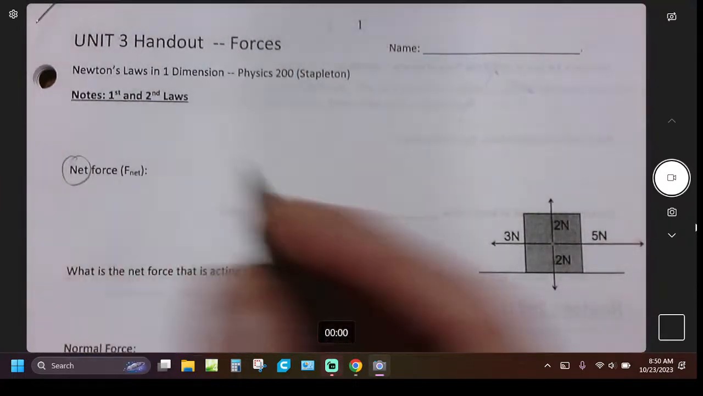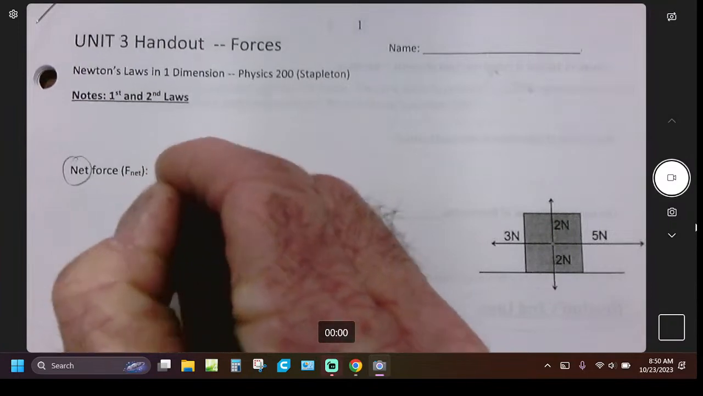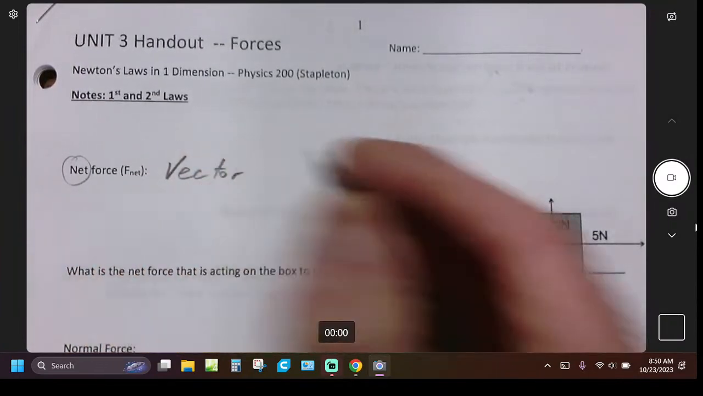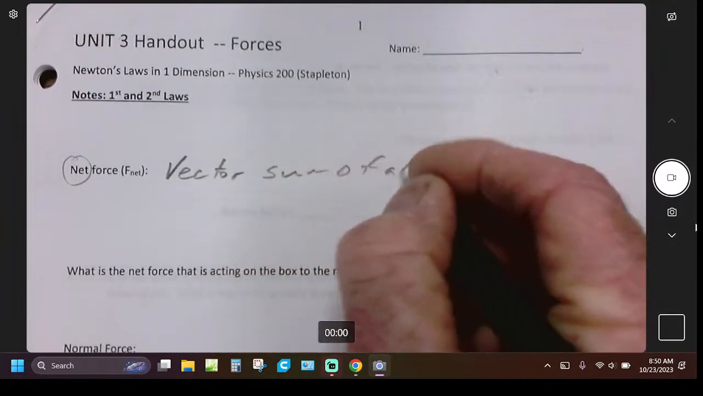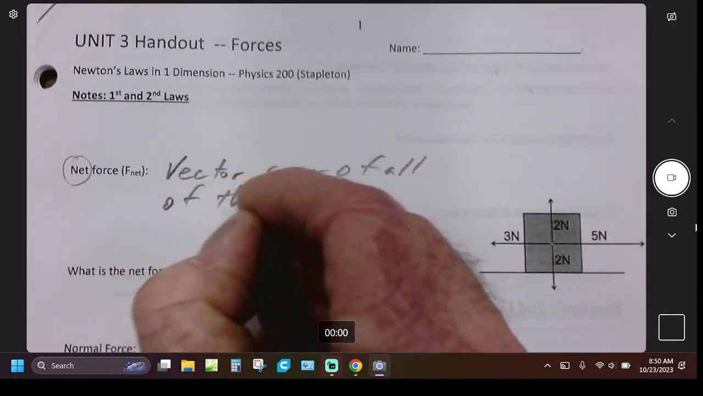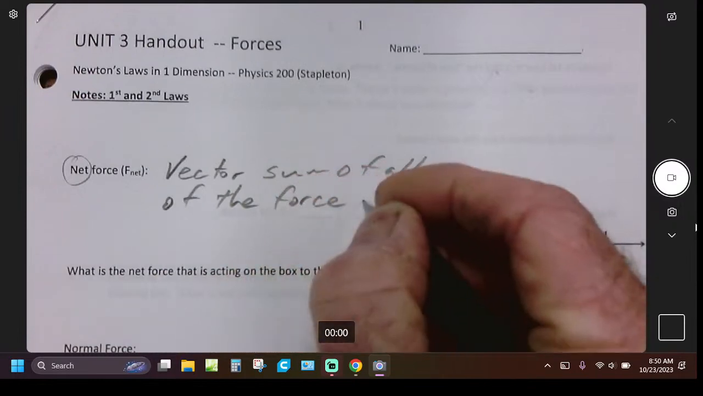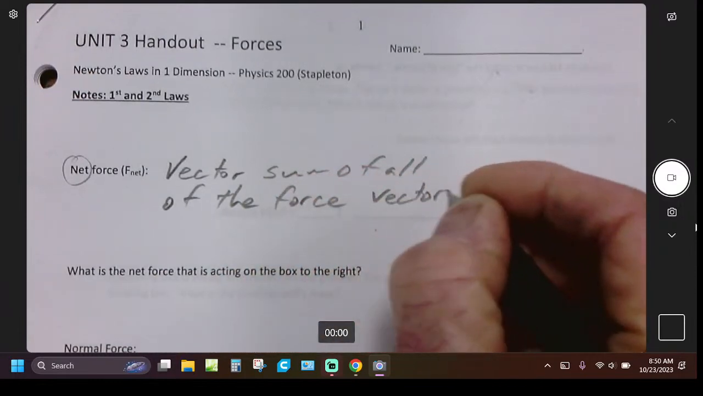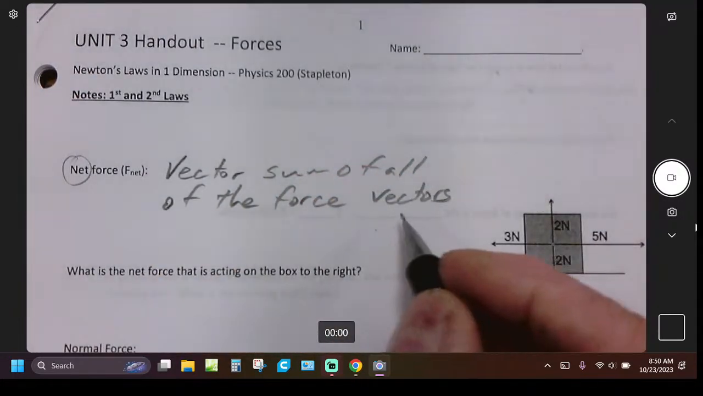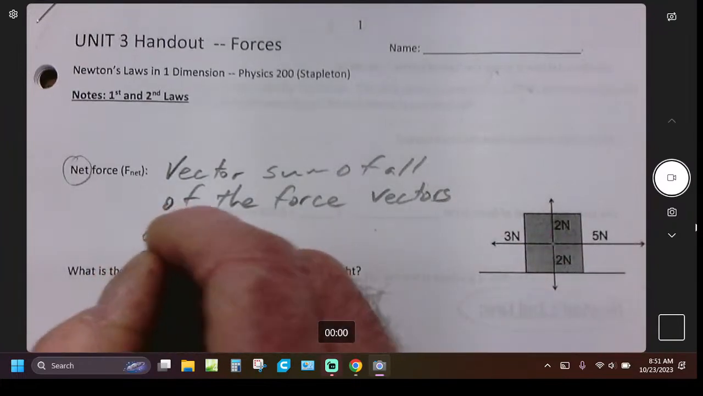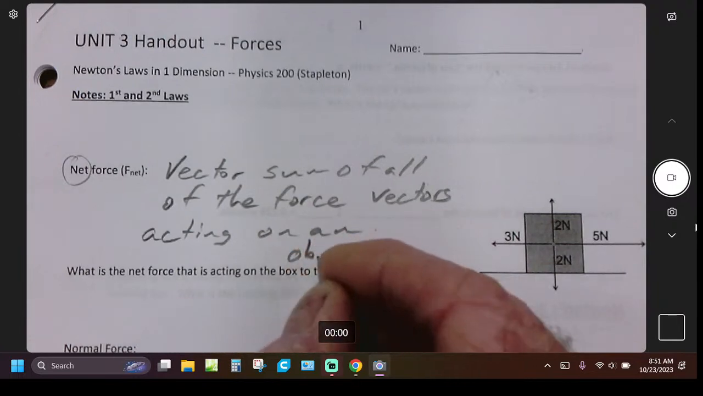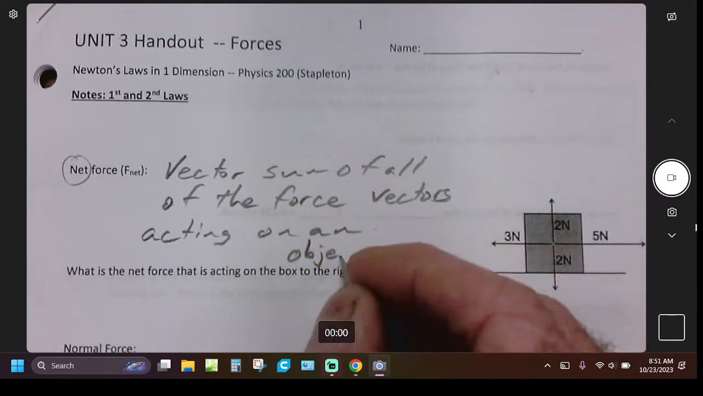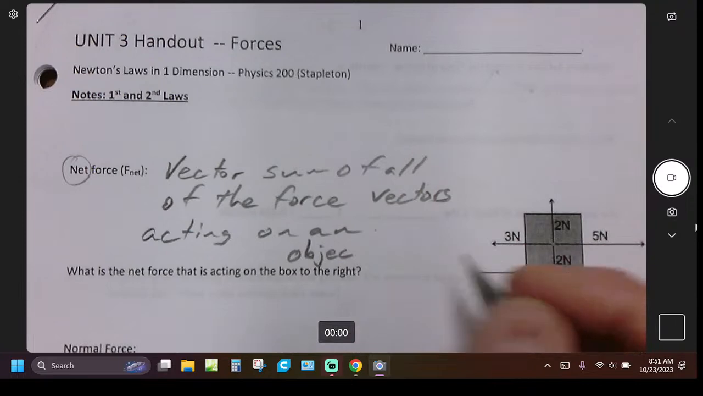So the definition of a net force is the vector sum, meaning head to tail addition sum, of all of the force vectors, all the forces. The vectors just represent the forces acting on an object.